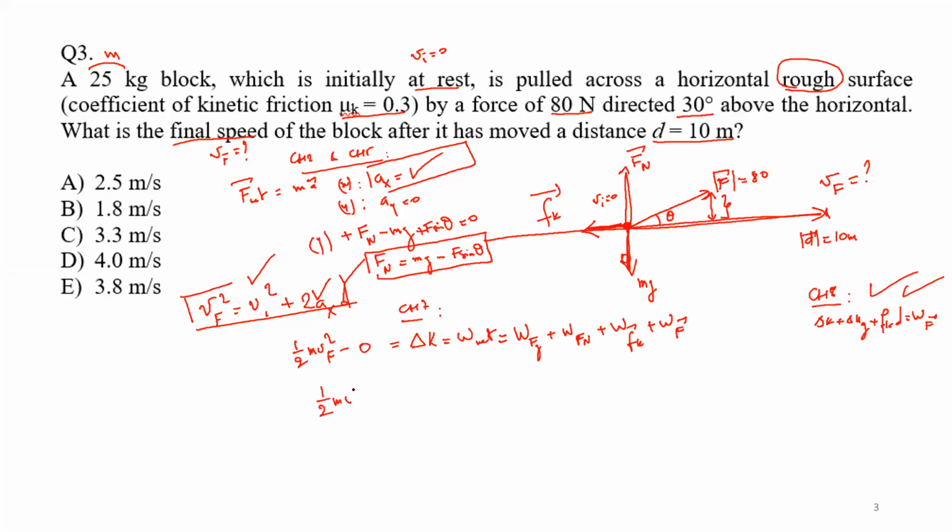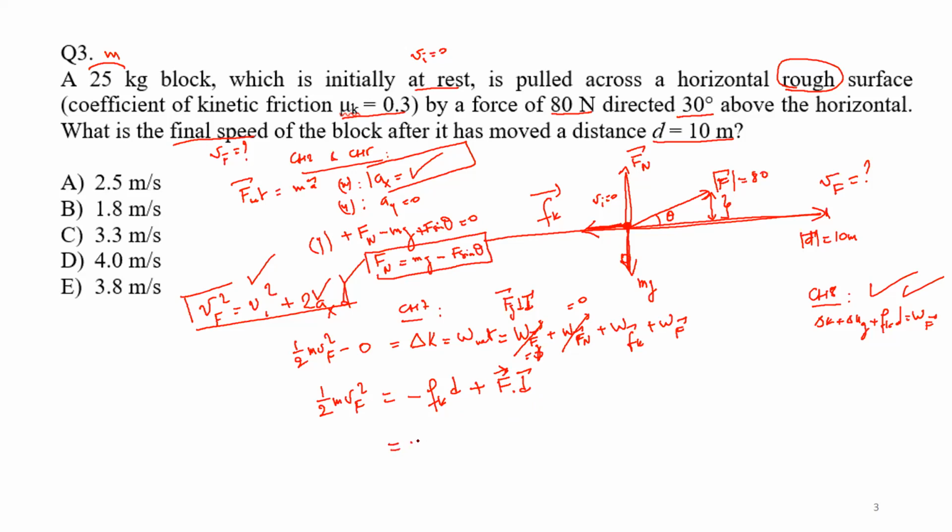So I have 1/2 of mv final square is equal. What is work of gravitational force? 0. Thank you very much. 0, because gravitational force, of course, is perpendicular to the displacement. What is the work of the normal force? 0, for the same reason. What is the work of frictional force? Minus FKD. And what is the work of F? Cosine. So it's F dot D. It's a dot product.